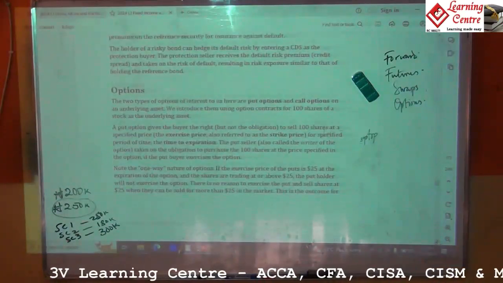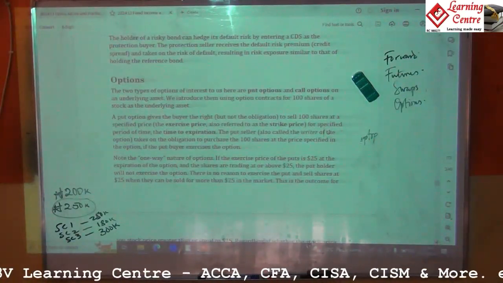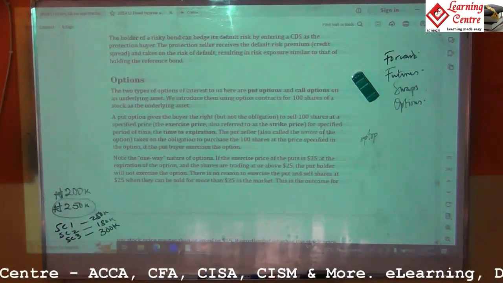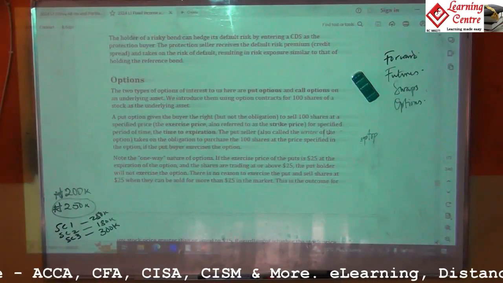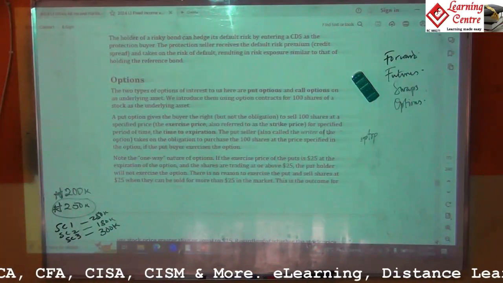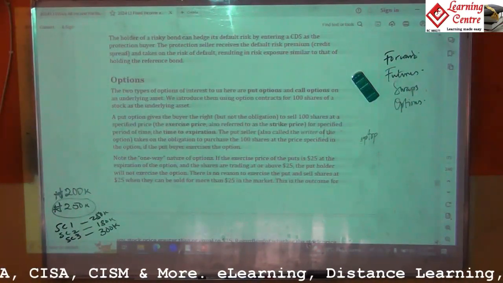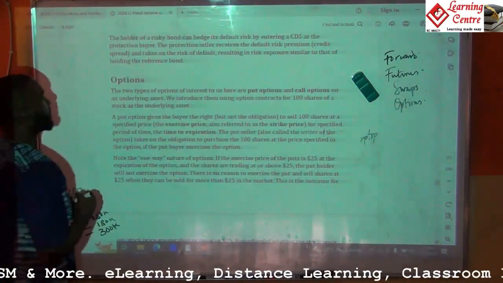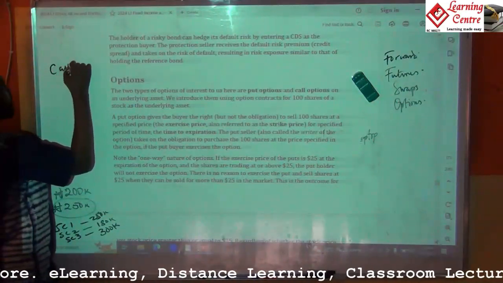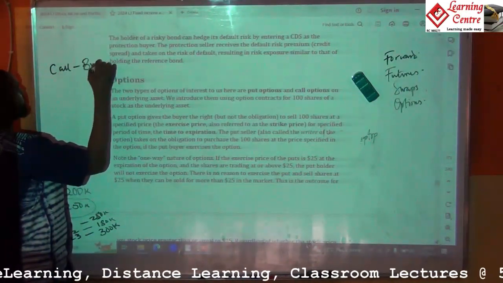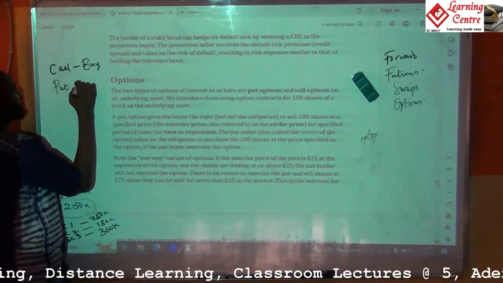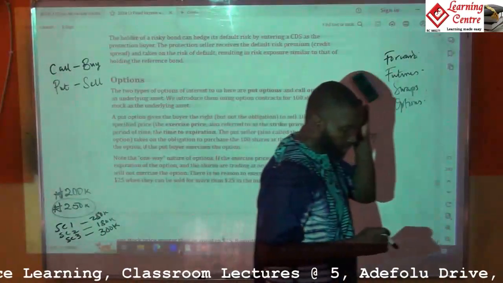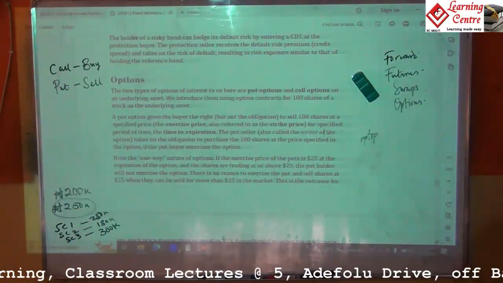So the main one is now option. So we said there are two types of options, basically. We said there's a put option and a call option. And I explained that the call is an option to buy. The put is an option to sell. So this way it starts getting interesting.